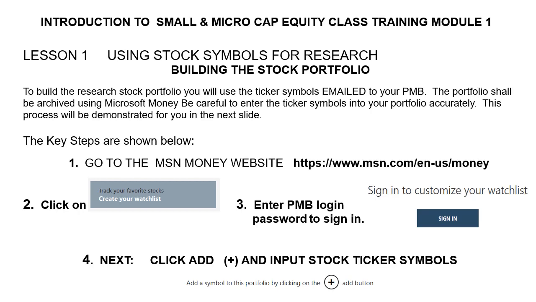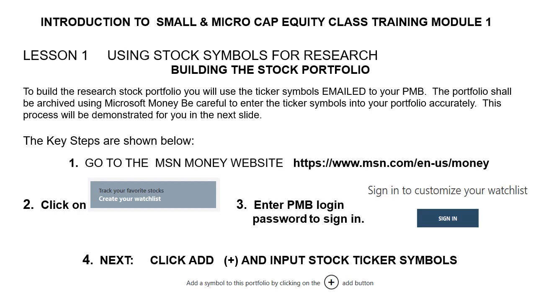You may get to Microsoft Money from your private mailbox directly by selecting the MSN app, and then selecting Money from the list of options. Or you can access the website from the directions shown in this slide. The key steps are shown below. First, go to the MSN Money website. For step 2, click on the button Track Your Favorite Stocks, create your watch list.